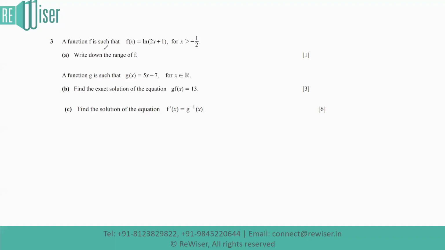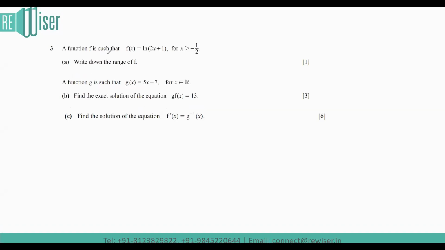Hello students, a function f is such that f(x) equals ln(2x + 1) for x greater than minus half. So 3a says write down the range of f. Since they have already restricted the domain so that x has to be greater than minus half, our f(x) can take all real values. That's the range of the function defined.